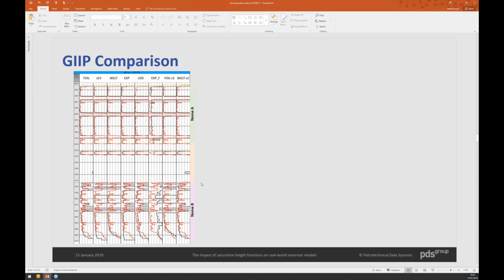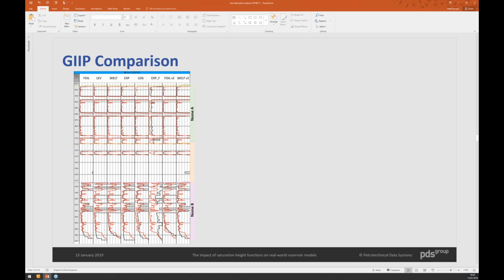As we move down through the section into the Noma B, where we start to get into the transition zone, this is where we start to see more of a divergence. You can see most of the methods are a little way off the Archie saturation. If we have a look at the FOIL function and Leverett J on the left hand side here, both of those are over predicting the hydrocarbon quite a bit.